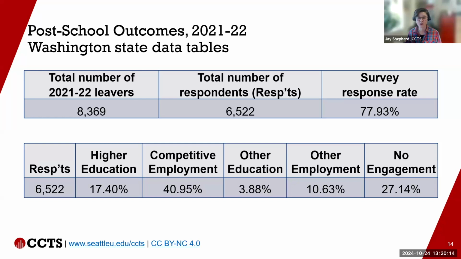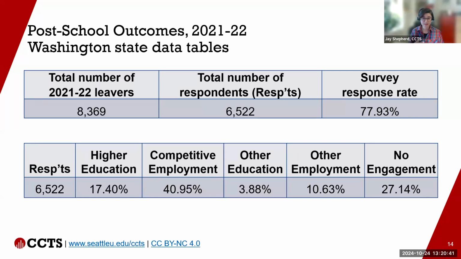And again, we give all credit to our school districts and educators who are making these calls. The table below displays the percentage of statewide respondents who met those reporting requirements for each of those 5 post-school outcomes. And those 5 post-school outcomes are nationally determined. This isn't something we just made up. And again, that's higher education, competitive employment, other education, other employment, and no engagement.